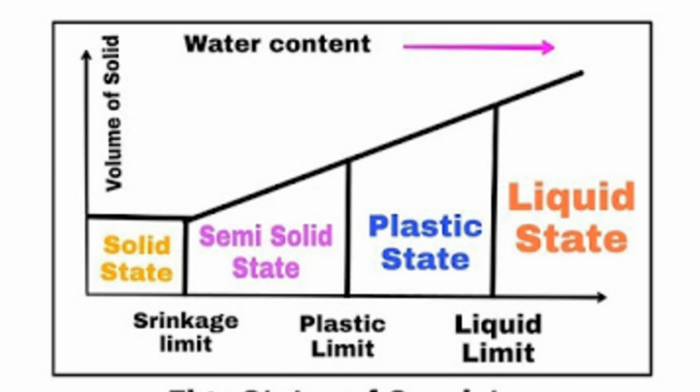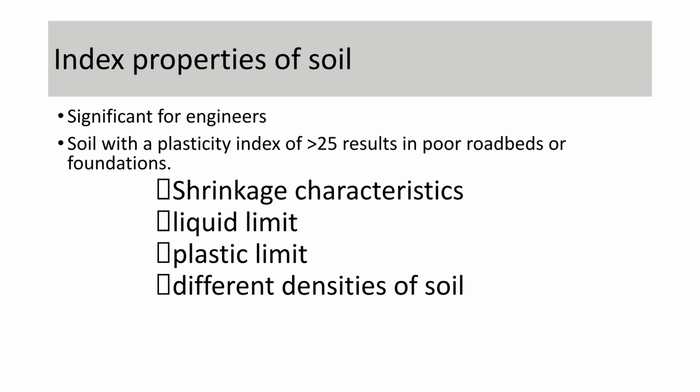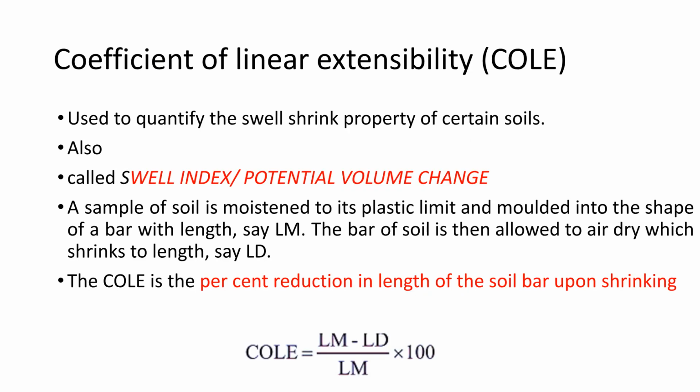Index properties of soil, like the liquid limit, plastic limit, and shrinkage characteristics, are significant for engineers. A high plasticity index can indicate poor roadbeds or foundations. The coefficient of linear extensibility, or COLE, quantifies the swell-shrink property of certain soils. It measures the percent reduction in the length of a moist soil bar upon air drying.